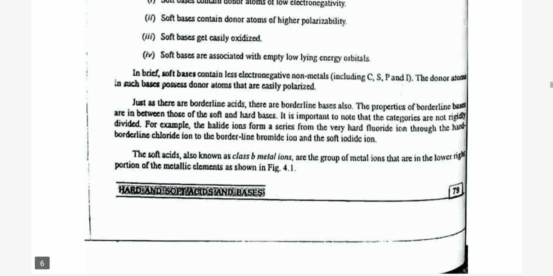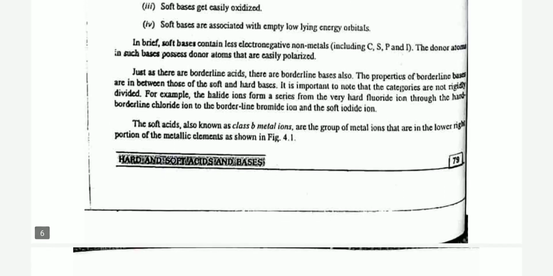Just as there are borderline acids, there are borderline bases also. The properties of borderline bases are in between those of the soft and hard bases. It is important to note that the categories are not rigidly divided. For example, the halide ions form a series from the very hard fluoride ion through the hard borderline chloride ion to the borderline bromide ion and the soft iodide ion.